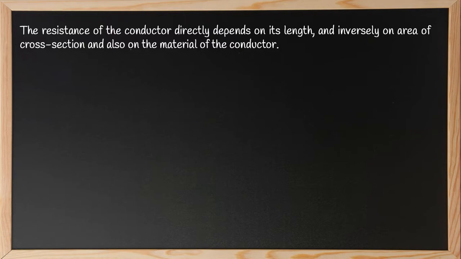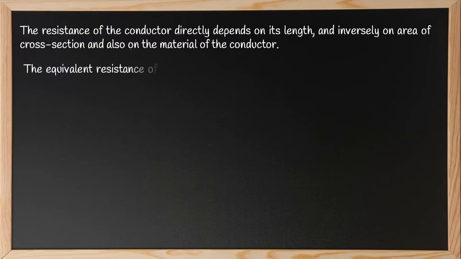As length decreases, resistance also decreases. And it is inversely proportional to the area of cross section. That means if the width increases, then resistance decreases. If width decreases, then resistance increases. It also depends upon the material of the conductor, what that conductor is made of.